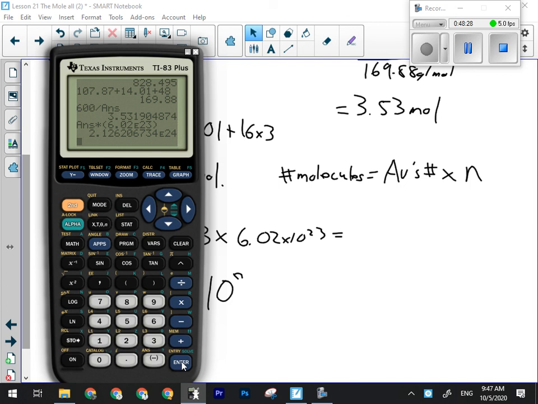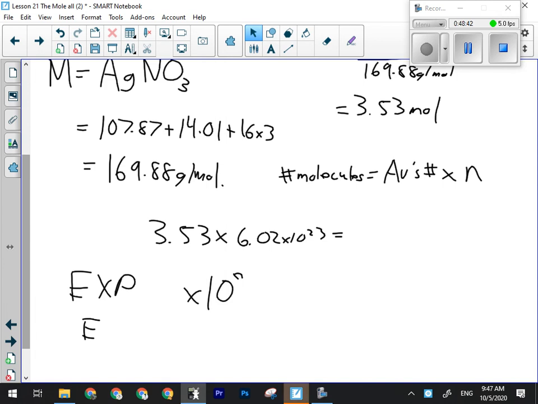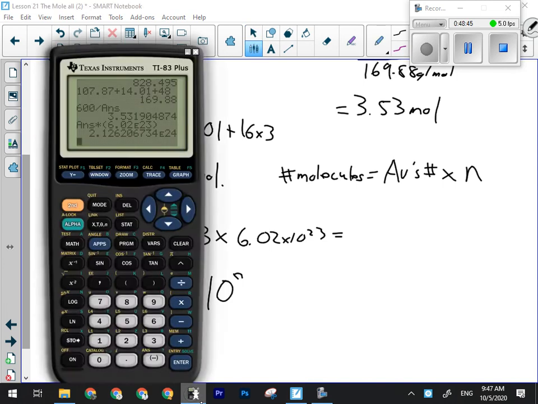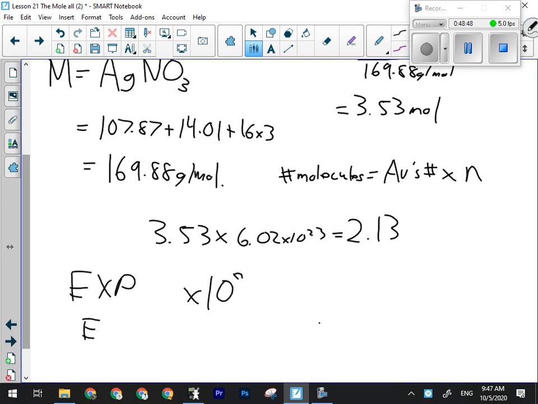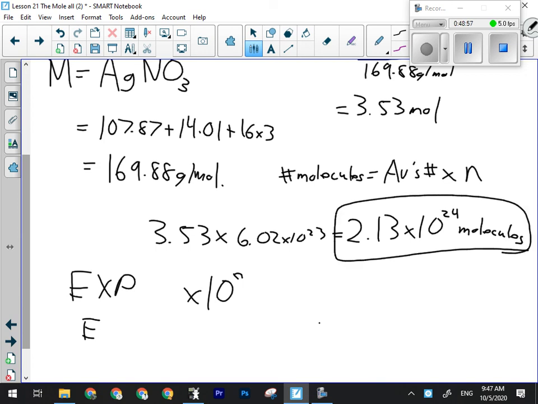So in that amount of silver nitrate, 600 grams, there are going to be 2.13 times 10 to the 24 molecules. So I would write my answer like this: 2.13 times 10 to the 24 molecules. Is that a lot? It is.